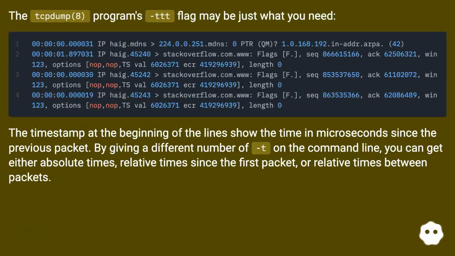The tcpdump program's -ttt flag may be just what you need. The timestamp at the beginning of the lines shows the time in microseconds since the previous packet. By giving a different number of t's on the command line, you can get either absolute times, relative times since the first packet, or relative times between packets.